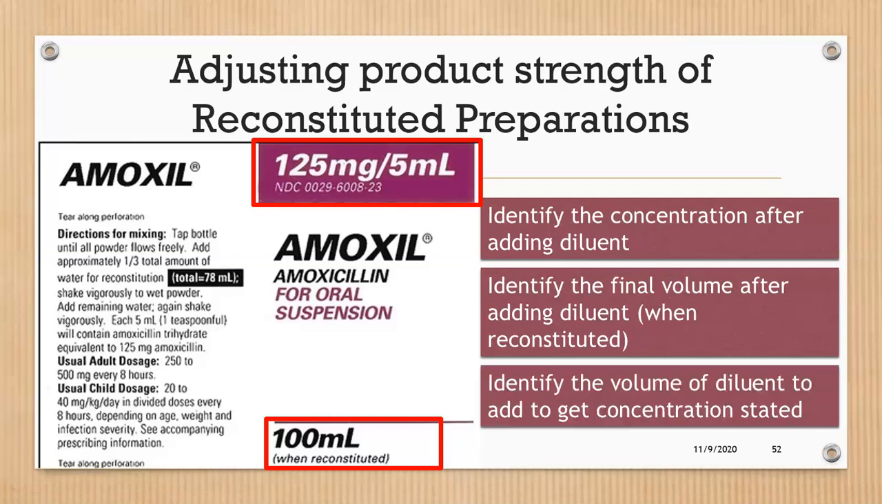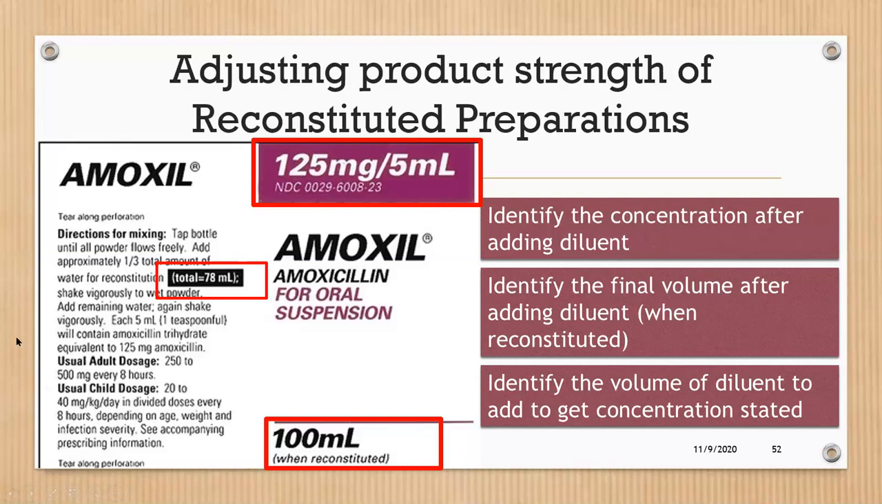We have to identify the volume that the manufacturer is telling us to add to get the concentration stated and the resulting volume upon reconstitution. And that's right here. If we read this information from the manufacturer, it's telling us to add one-third of the water for reconstitution, which is a total of 78 mils. So you will measure 78 mils in your graduated syringe and add to your bottle, shake it up, and you'll end up with a final volume of 100 mil with a concentration of 125 milligrams per 5 mil.